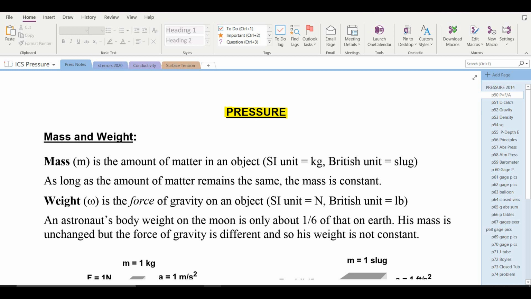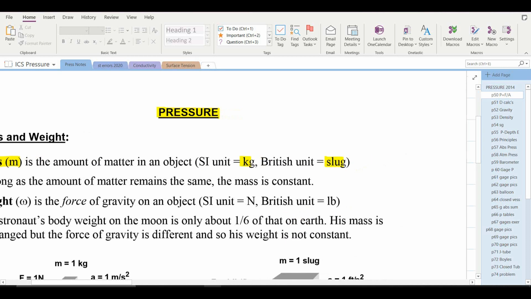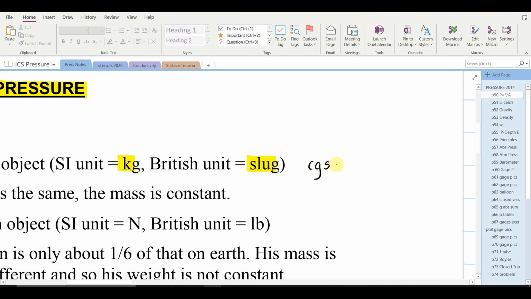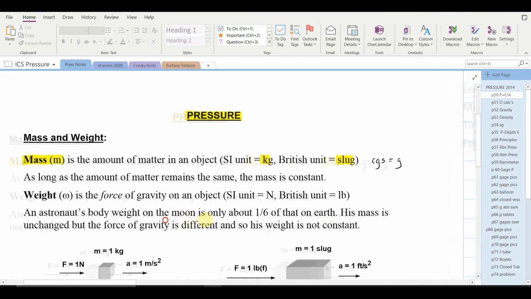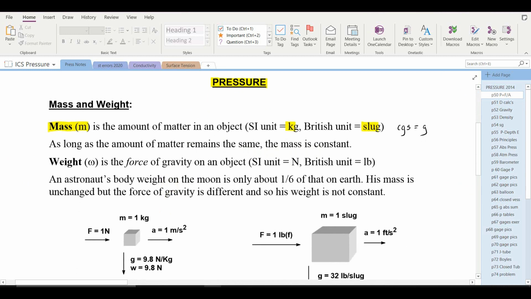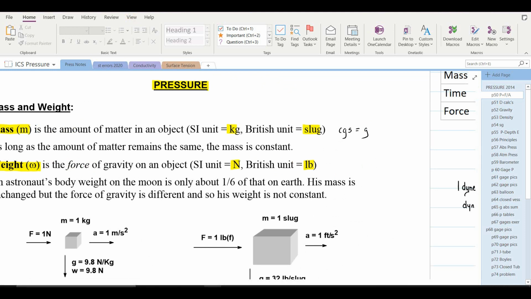It's just so important. So mass is the amount of matter in an object. As I mentioned, in the SI unit it's kilograms, in the British units it's slugs, and in the CGS system the unit is grams. And as long as the amount of matter remains the same, its mass is constant. Weight, symbol W, is the force of gravity on an object. In the SI unit it's newtons, in the British unit it's pounds, and in the CGS system the unit is dynes, D-Y-N-E, or D-Y-N for short.